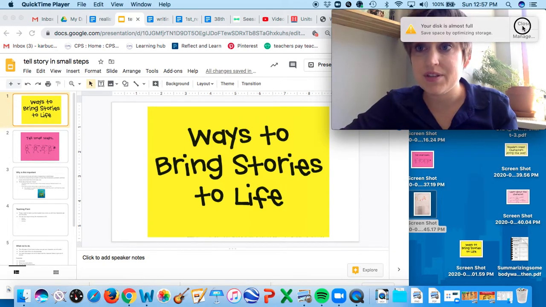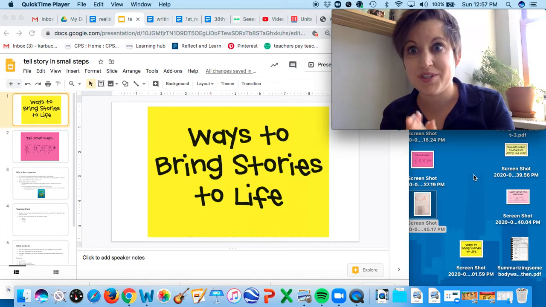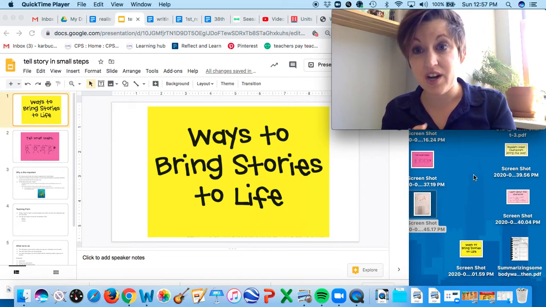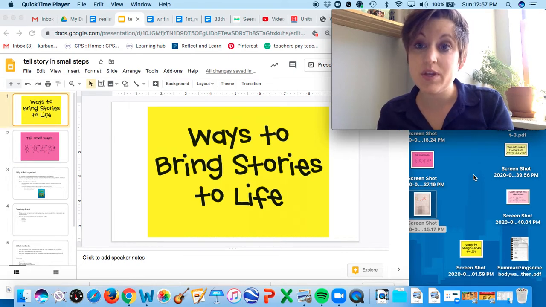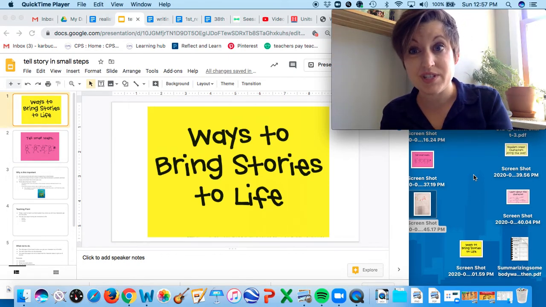With our realistic fiction stories in first grade, we are really focused on ways in which we can bring our stories to life. Yesterday, we talked about when our characters get in trouble, we can use two strategies: using dialogue to have our characters say how they are feeling, and we can unfreeze our characters and make them move by sharing their actions in both the words and the pictures.